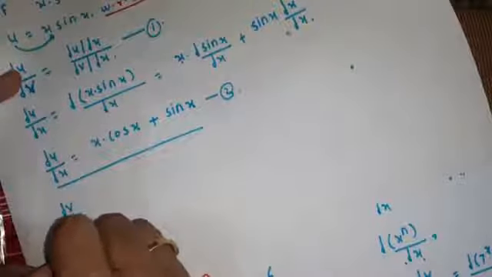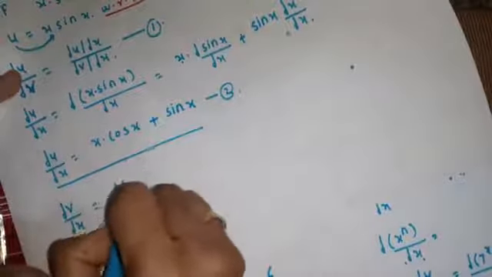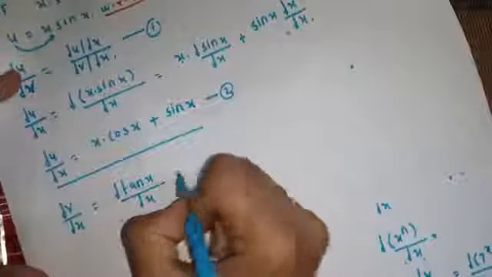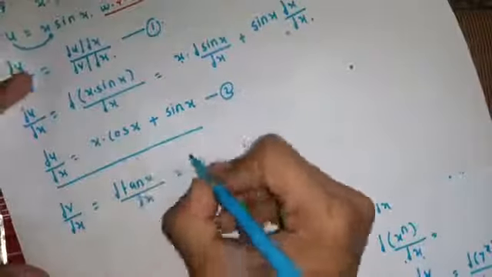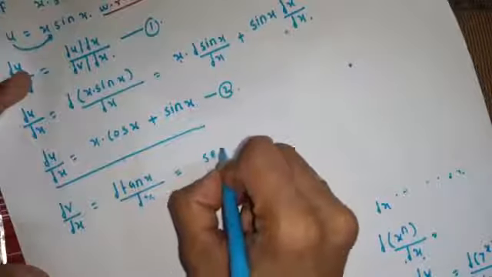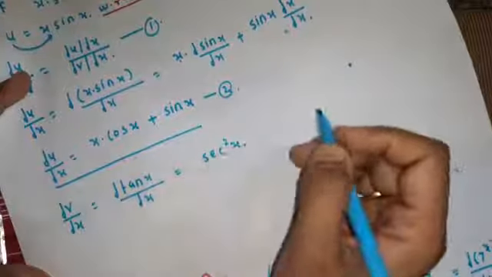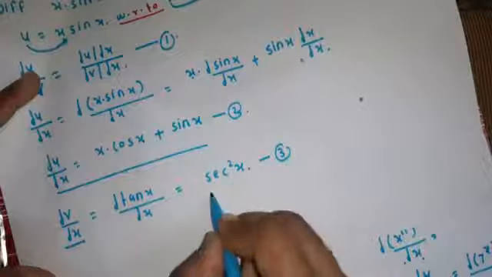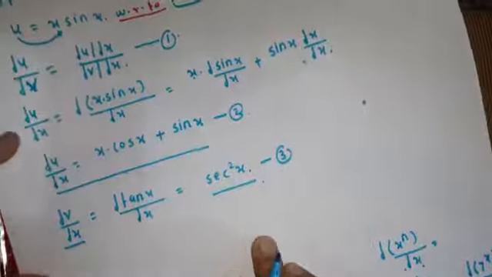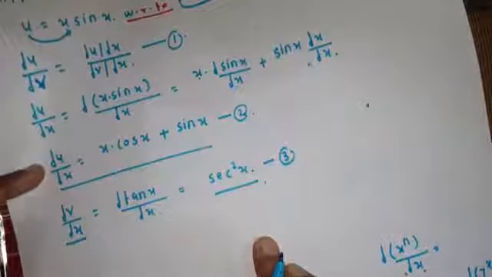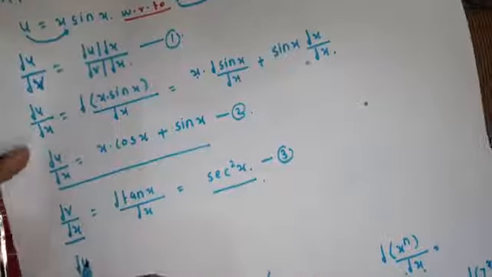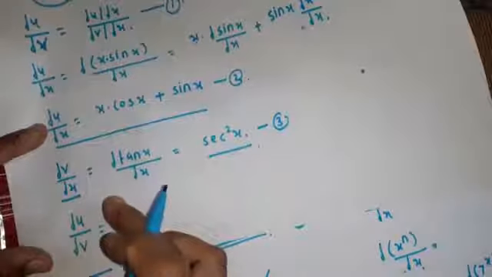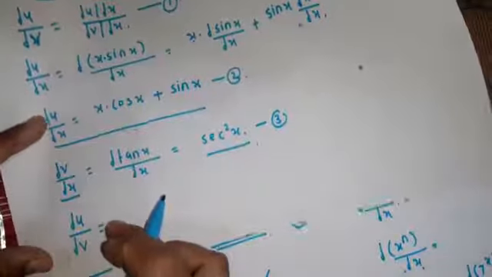dv by dx is the differentiation of tan x with respect to x, and directly we know the formula for the differentiation of tan x is sec square x. This is 3. This is dv by dx. Now put the values of 2 and 3 in 1. We get du by dv equal to du by dx upon dv by dx.